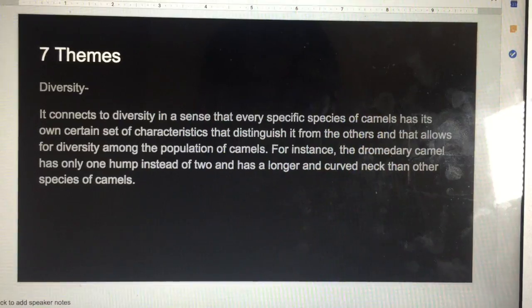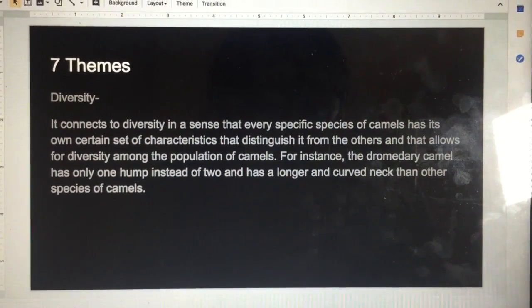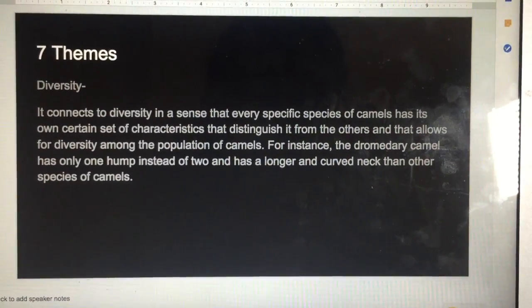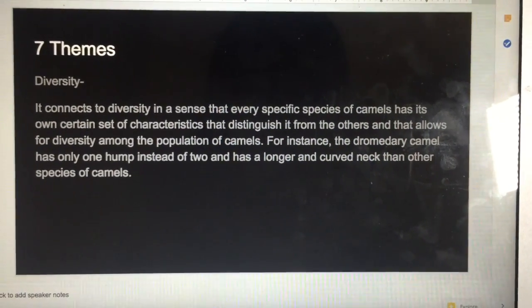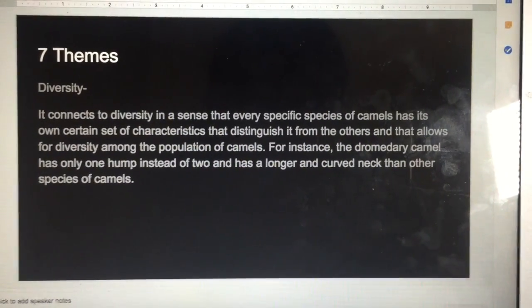This also connects to diversity in a sense that every specific species of camels have its own certain set of characteristics that distinguish it from the others and that allows for diversity among the population of camels. For instance, the dromedary camel has only one hump instead of two and has a longer and curved neck than other species of camels.